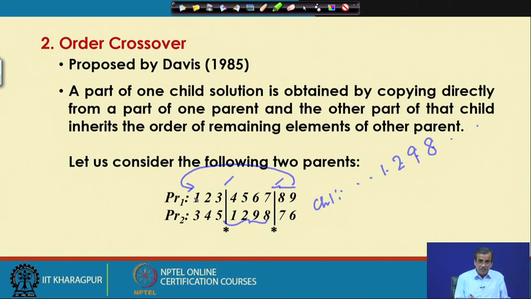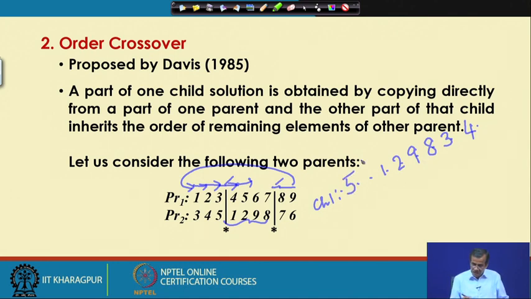So, I will come back to the leftmost city lying on parent 1, that is 1, which is also lying here, so I cannot take it. The next is city 2, 2 is already there, so I cannot take it. The next is city 3, 3 is not there, so I can select city 3 here. The next is city 4, 4 is also not here, so let me select city 4 here. The next is city 5. City 5 is not yet copied here, so I can put it here.